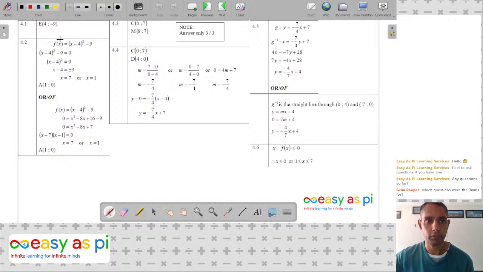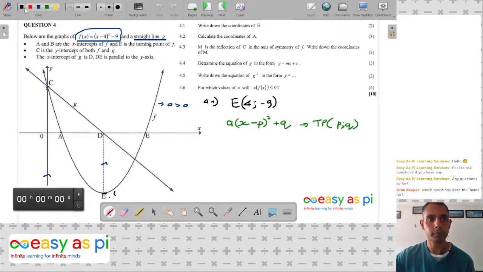So that is my answer for the first one, E is (4; -9). And let's go to the next one, 4.2. What do they want? They want the coordinates of A. Now what do we know about A? We know it is a root, or it is an x-intercept. And how do I find the x-intercepts? I make y equal to 0.